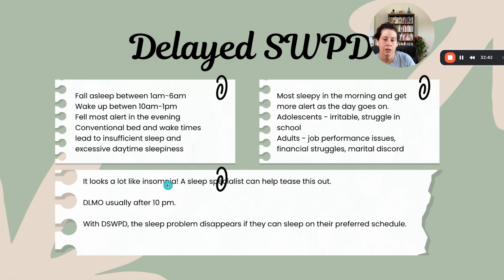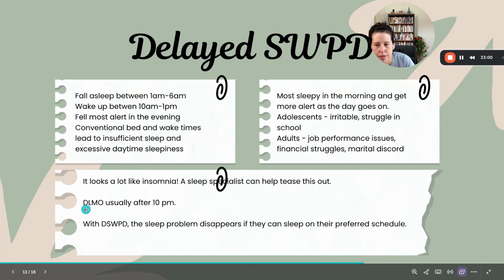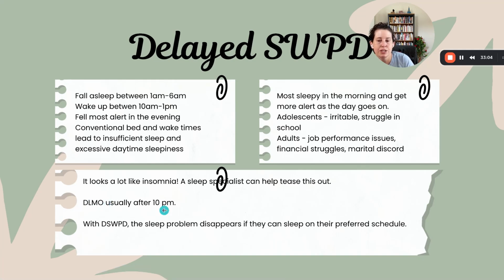Now, the problem is this can look a lot like insomnia, because somebody could come to me and say, I think I have insomnia, I cannot fall asleep to save my life. That could be insomnia, or it could be a phase delay. You could have both. And so these delayed people, their dim light melatonin onset is usually after 10. So if that's at 10, you're probably going to fall asleep at midnight. If it's at 11, you're probably going to fall asleep at 1. I mean, there's some variation in there.